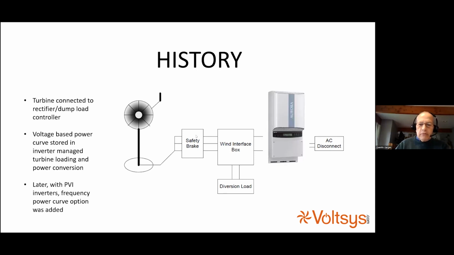So more recently, a frequency-based power curve, which more accurately reflects the speed of the turbine and the amount of power available. So based on the frequency of the AC, the wild AC coming from the turbine, the inverter converted that amount of power and in turn applied that as torque to the shaft of the generator.